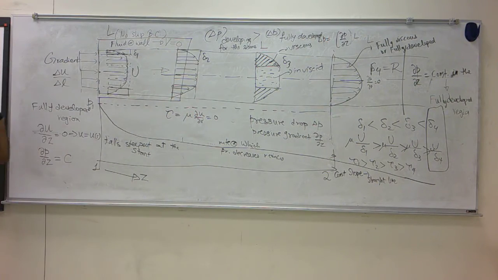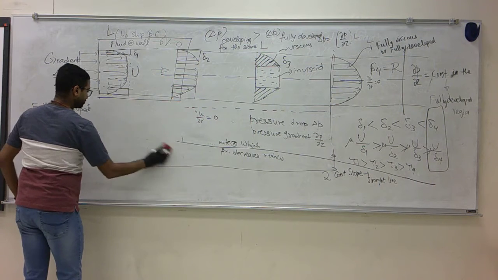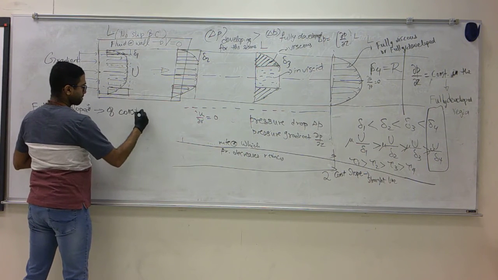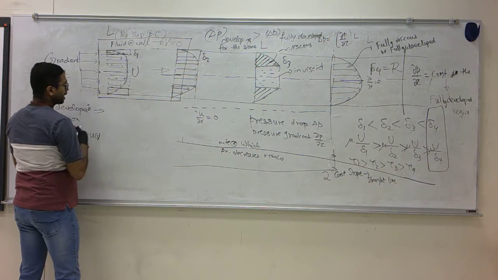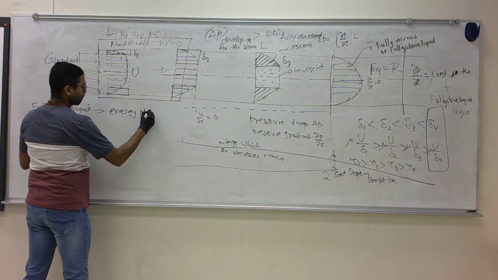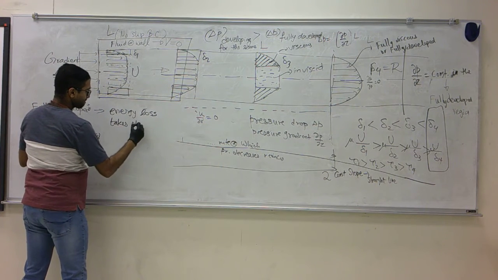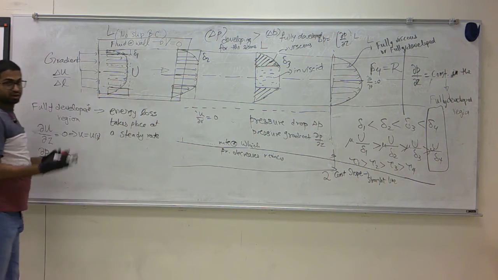So you can think of the fully developed region as a region where the velocity is independent of the axial position, as a region where the pressure gradient is a constant, and it's a region of constant energy loss, or a region where energy loss takes place at a steady rate, at a fixed rate, okay.